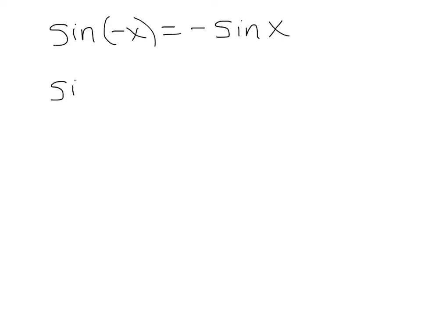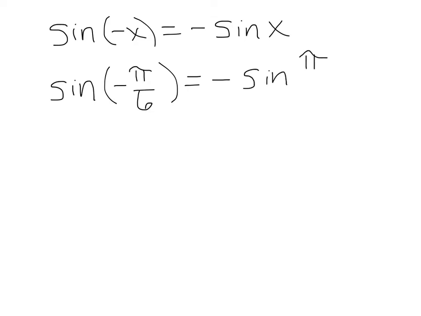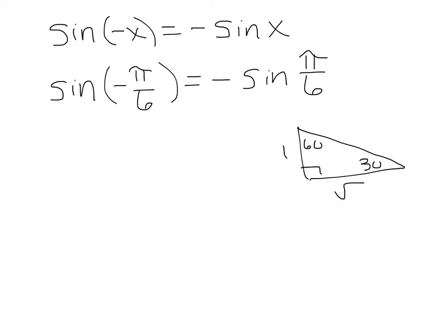Let's look at the sine of negative pi over 6. Does that equal the negative sine of the positive angle pi over 6? Using our reference triangle, this is 30, this is 60. We have 1, root 3, and 2. The sine of a 30-degree angle is 1/2.